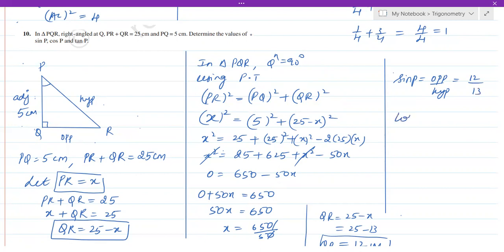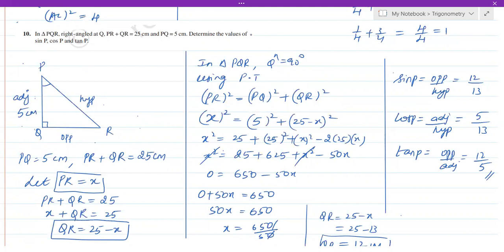So let's find cos P. Cos is adjacent by hypotenuse. So adjacent is PQ, whose value is 5 and hypotenuse is 13. And let's find tan P. Tan P is opposite by adjacent. What is our opposite here? 12, and our adjacent is 5. So it becomes 12 by 5.